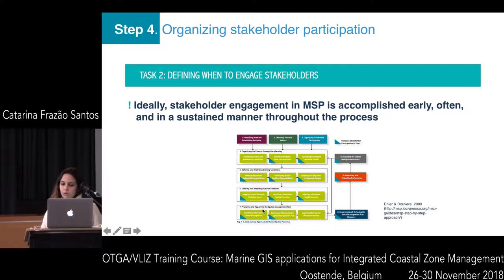So most of the steps, through the development and analysis of the planning, and also the adaptation of the planning, the monitoring and evaluation, and the implementation. So basically, most steps and most tasks should include stakeholder involvement.